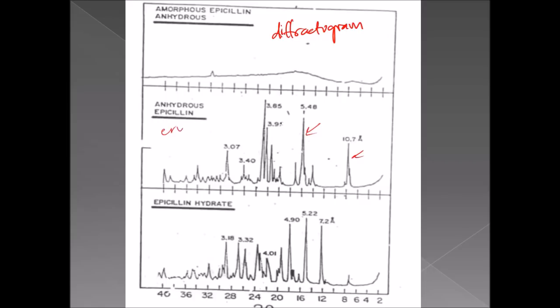When you see peaks like this in a diffractogram, they are for sure crystalline material, and this one also. If you look at it, this is an anhydrous crystalline ampicillin and this is a hydrate crystalline ampicillin. Even though they are polymorph forms of the crystal structure, you will have a different pattern of diffractogram. This is how you differentiate the solids.